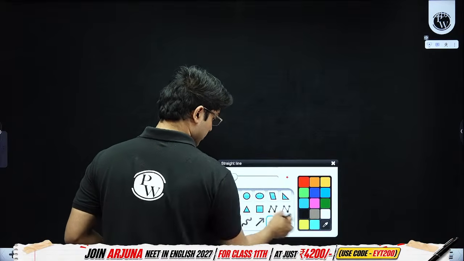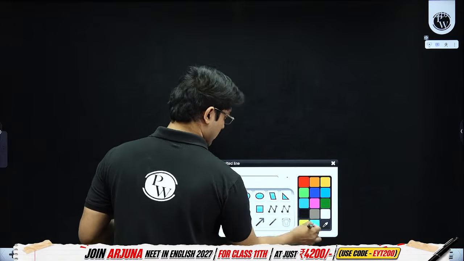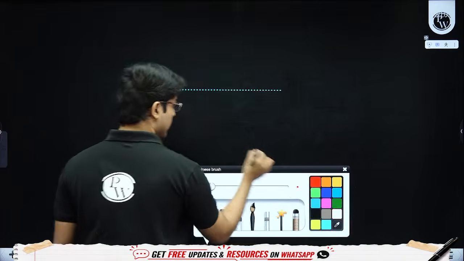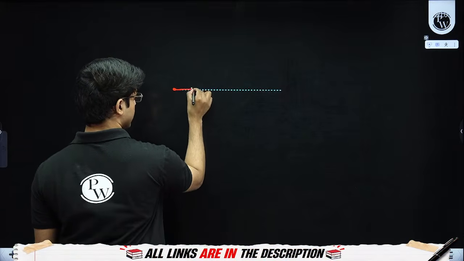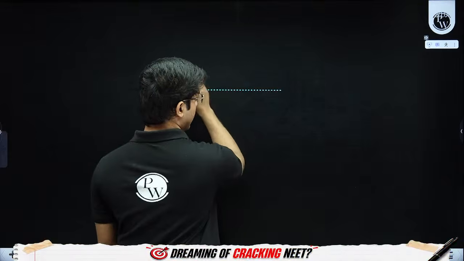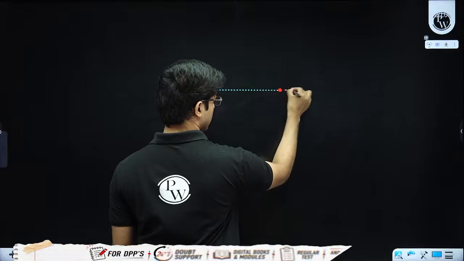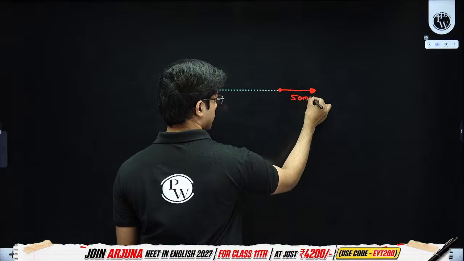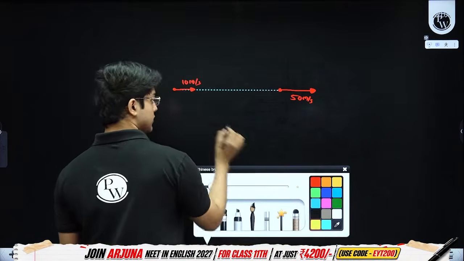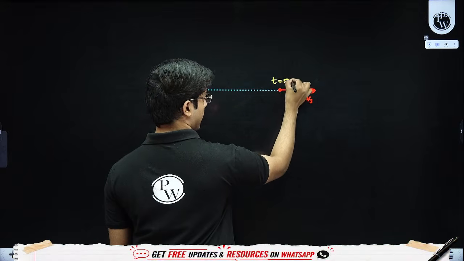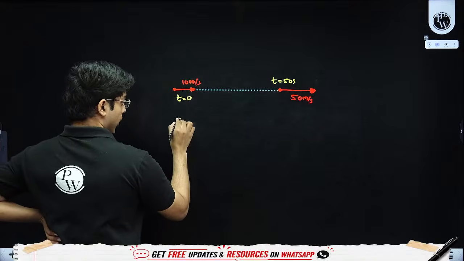So to take an example, take one dimensional motion again. At the start, the velocity vector is 10 meters per second along the x direction, and after, let's say, 50 seconds, the velocity vector becomes 50 meters per second. So this is the velocity at 0 seconds. This is the velocity at 50 seconds. So everything you have to substitute as vectors.